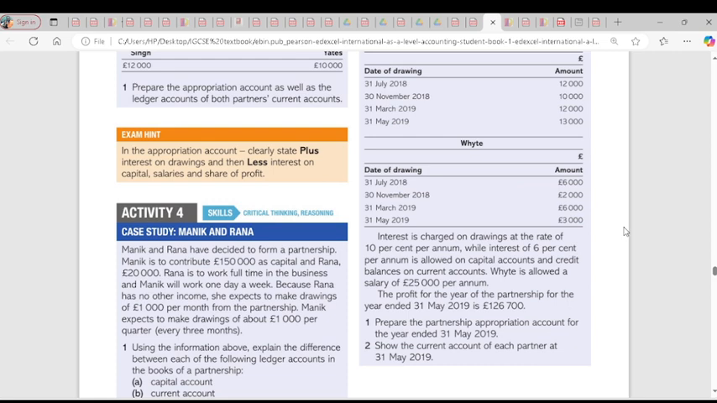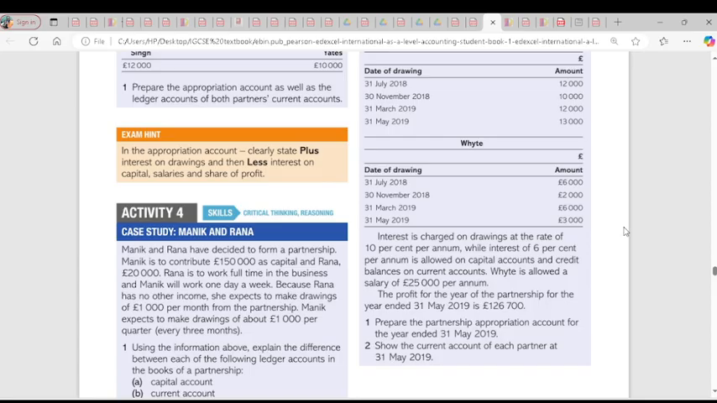Now that takes us to preparing the appropriation account. Tanaka and White's profit and loss appropriation account for the year ended. So we have our profits, which is before the adjustment, 126,700. So we add interest on drawings, because interest on drawings will be paid into the business. It increases your appropriation account. We talked about that before.